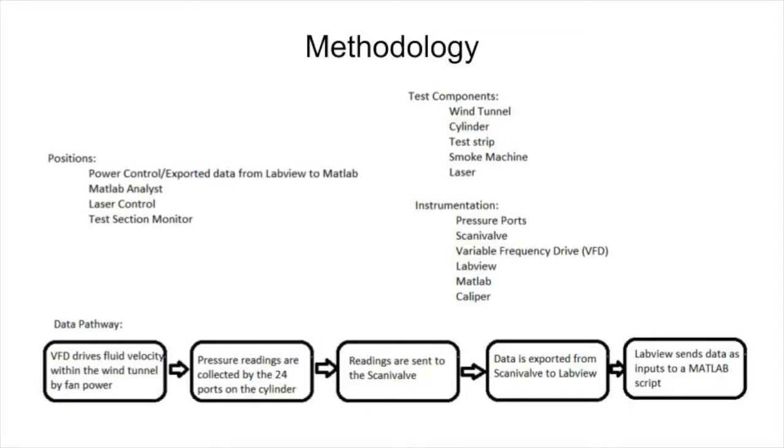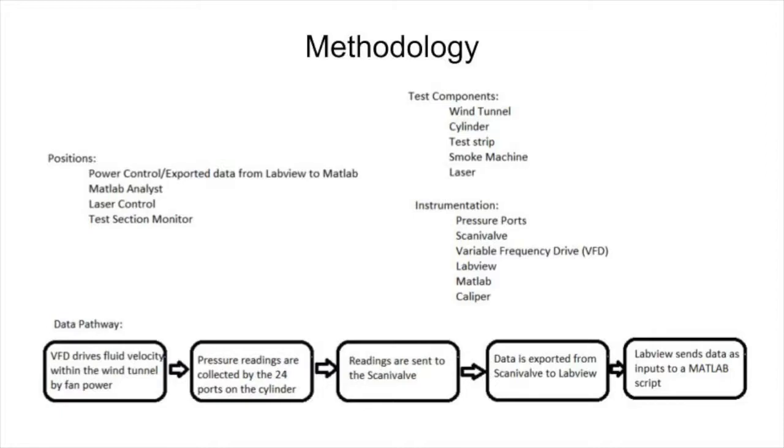Shown from the previous slide schematic are the locations and dimensions of the test components, which are the wind tunnel, cylinder, test strip, smoke machine, and laser. Data was gathered by the instrumentation of the pressure ports, scanner valve, LabVIEW, MATLAB, camera, and variable frequency drive, which is the VFD. Before the experiment, the diameter of the cylinder and locations of different pressure ports on the cylinder were identified. Measurement of the cylinder diameter was taken through the use of a caliper. The scanner valve sensor system translates the reading for the 24 pressure ports around the cylinder, and each port was positioned 15 degrees apart from one another.